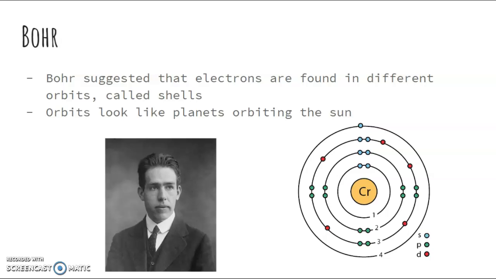Then we had Niels Bohr. Bohr suggested that the electrons are found in different orbits called shells. Orbits look like planets orbiting the sun. So you can see them here. This is actually a chromium element. And you can see the nucleus here with the chemical symbol Cr. We'll talk about that. And then all these little dots are the electrons. So these are all orbiting around the nucleus like a planet would, like the Earth does around the sun.